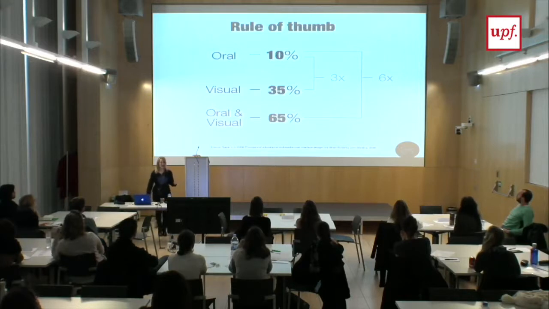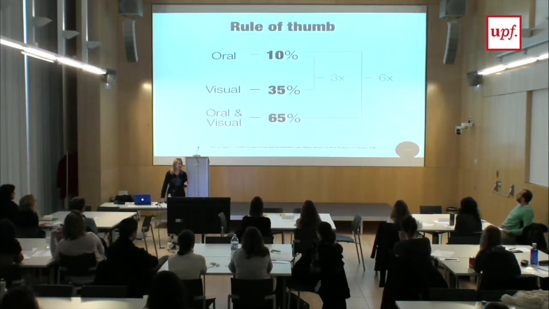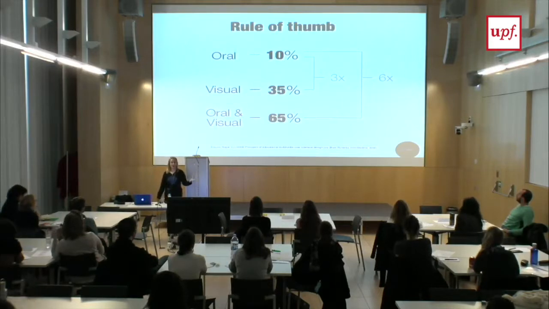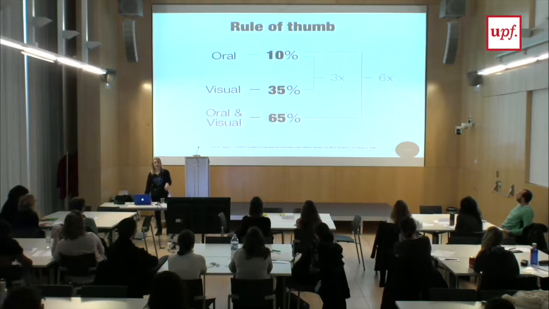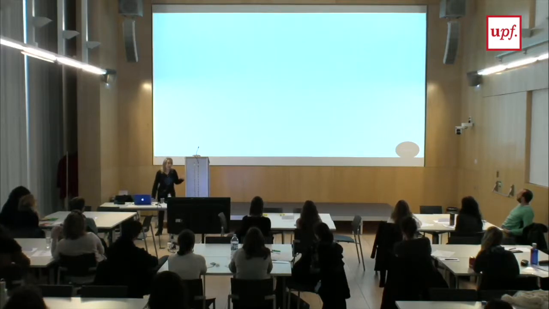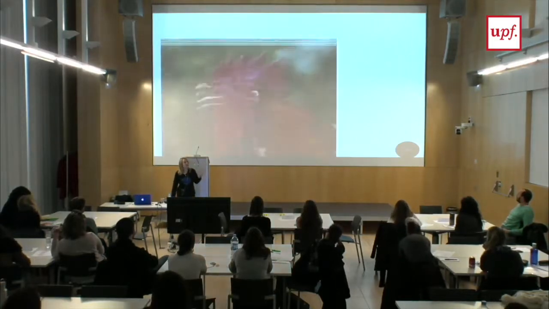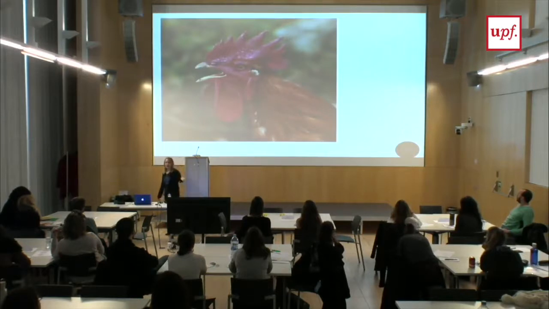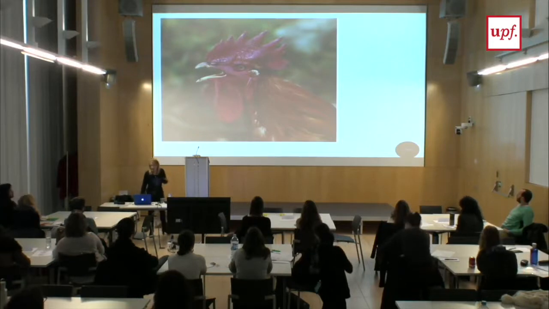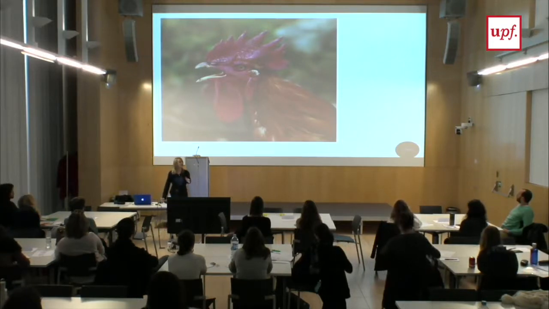This is the rule of thumb. Just oral information is 10% of comprehension. Visual is 35%. Oral and visual is the best combination because I'm using different resources, and it's a complement. So it's 65%. That's the idea. You have to use different resources, images and support. That's why I'm telling you, the slides are for supporting your presentation, not for saying what the content of your presentation is.